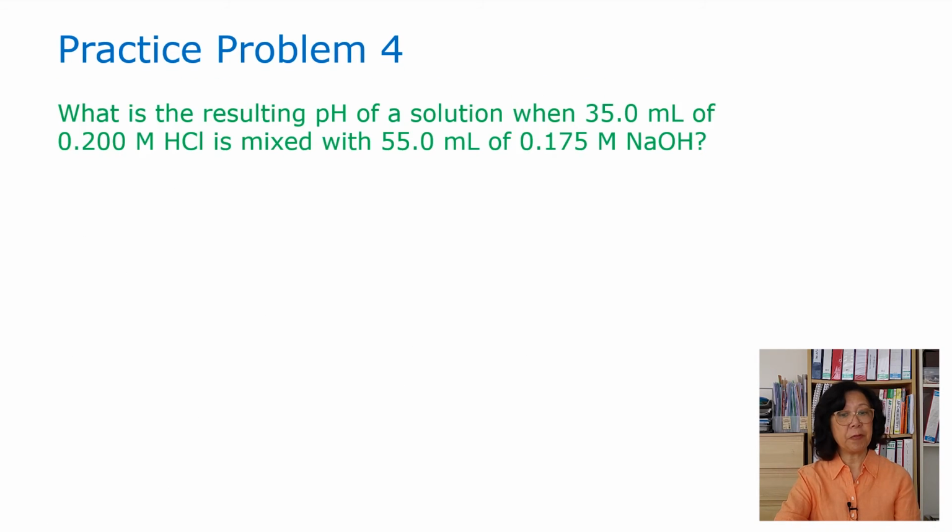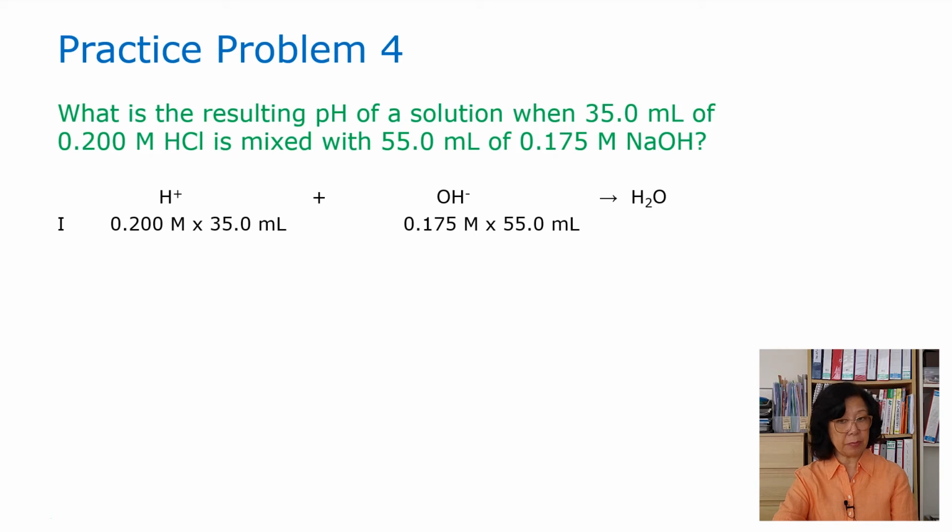In practice problem number 4, what's the resulting pH of a solution when 35.0 mL of 0.2 molar HCl is mixed with 55.0 mL of 0.175 molar NaOH? Now this is a neutralization reaction of a strong acid and strong base, so we can write the net ionic equation as H plus and hydroxide to make H2O. It is also a limiting reactant problem. We can calculate the millimoles of each species. It's easier to maintain millimole because later on we're going to divide it by milliliter in the mixture.